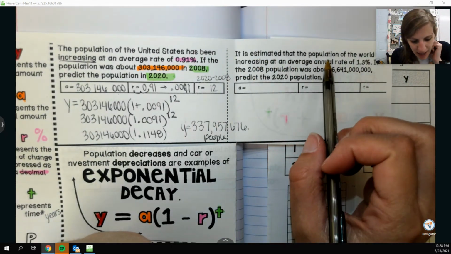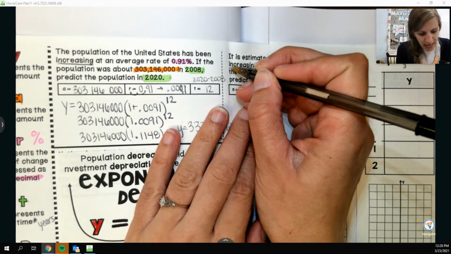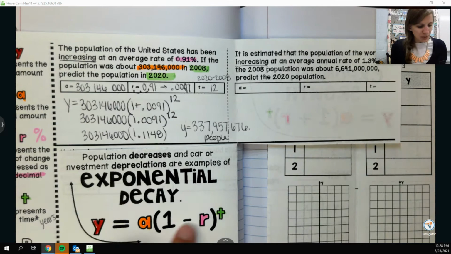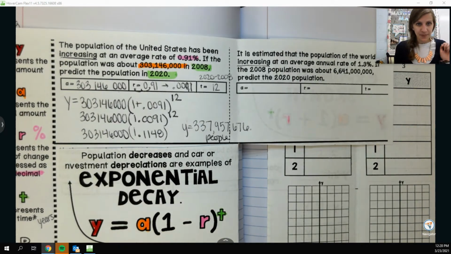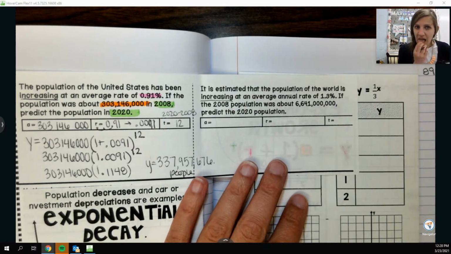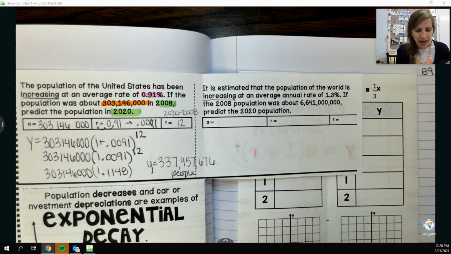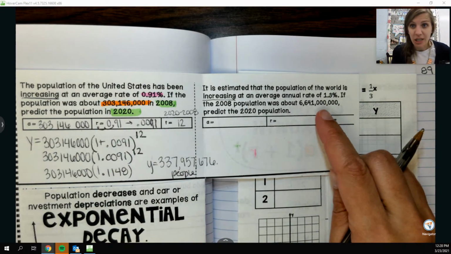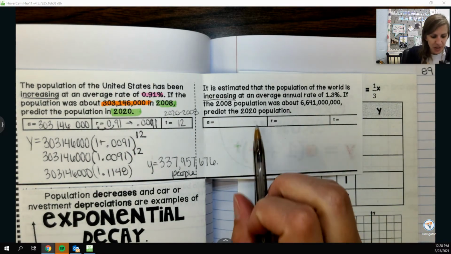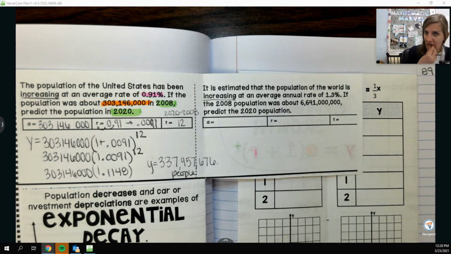It is estimated that the population of the world is increasing. That increasing word tells me that I'm going to use this formula here, but with a plus sign, at an average annual rate of 1.3%. If the 2008 population was about 6,641,000,000 people, predict the 2020 population.